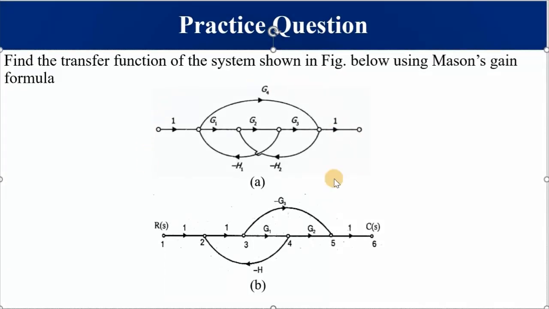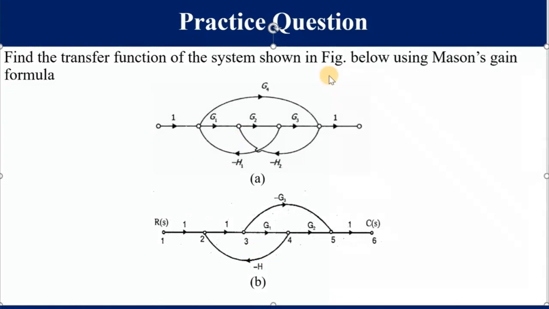Guys, this is for you, and you've got A and B. Find the transfer function using Mason's gain formula of the systems below. If you do this and you want to check with me, you can just send me a screenshot of your solution on my WhatsApp number, and I will give you feedback. Ignore this to your own peril.